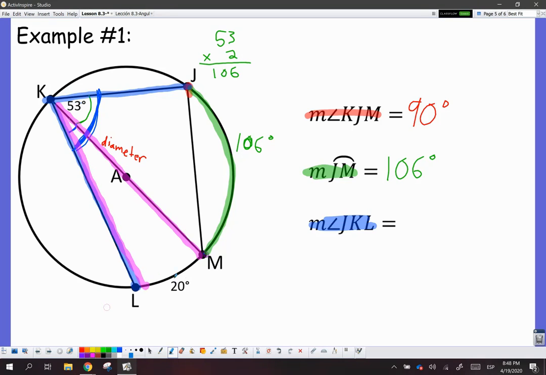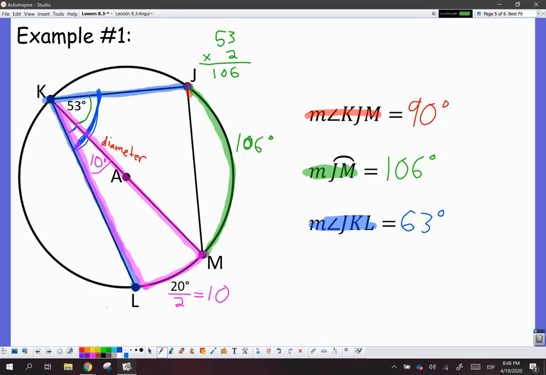Since I know MKL, that arc measures 20 degrees. So since an inscribed angle is half the arc, 20 degrees divided by 2 is 10. So this angle, MKL, measures 10 degrees. Now if I add these two together, 53 plus 10 gives me 63. So that means that angle JKL must measure 63 degrees.